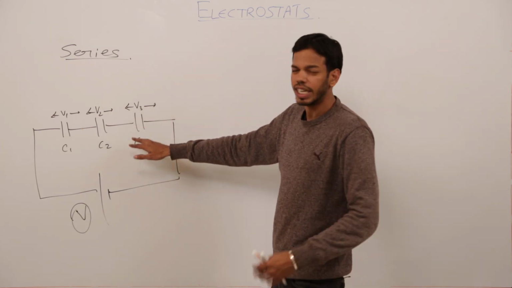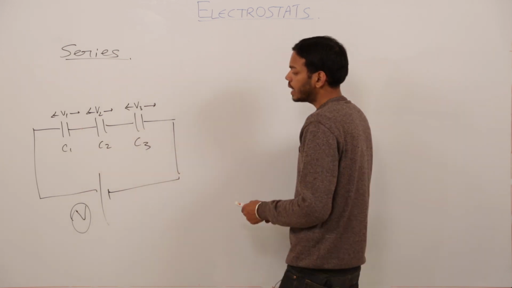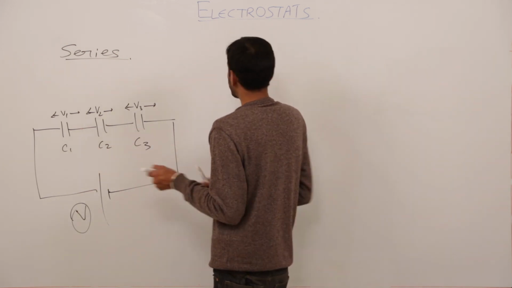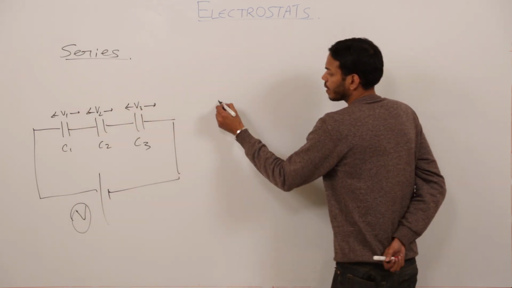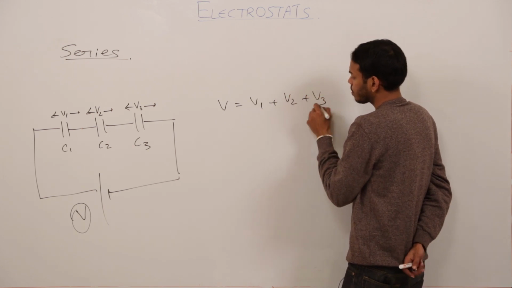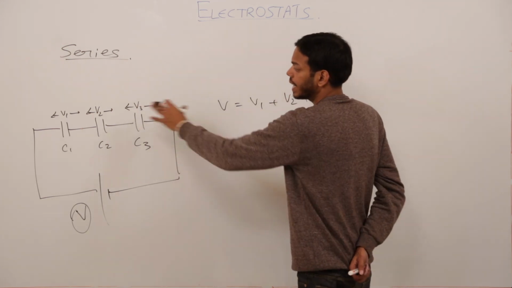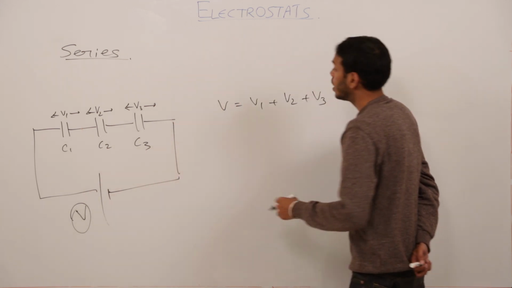So this is the potential difference. This is the voltage difference across the plates of C3, right? What I was explaining before, the total voltage is V1 plus V2 plus V3. This is how it will be. 6 volts divided into parts, which when added up gives you 6 volts back.